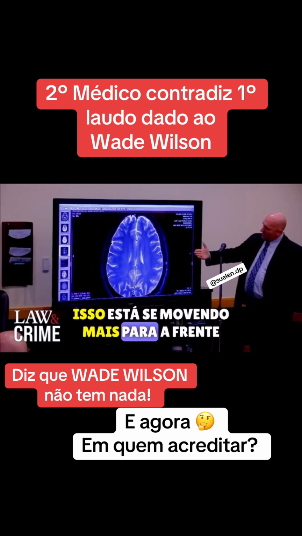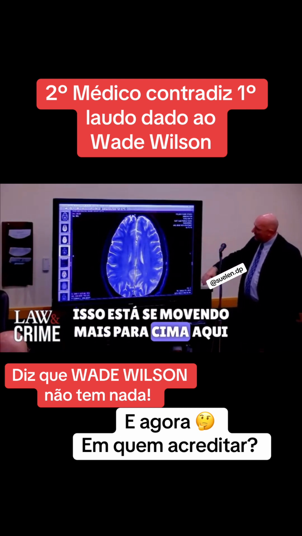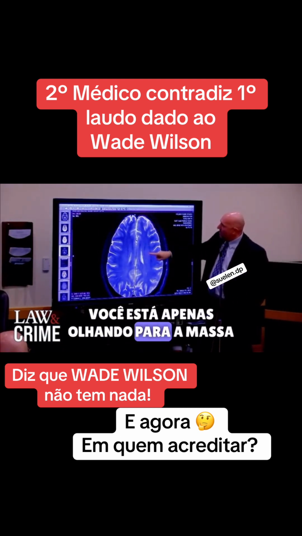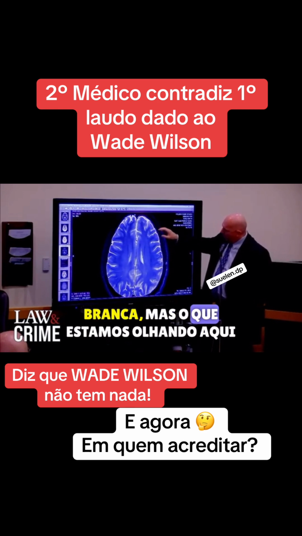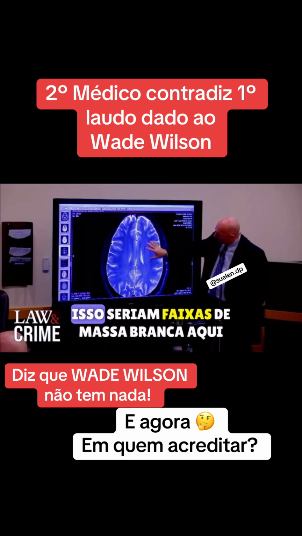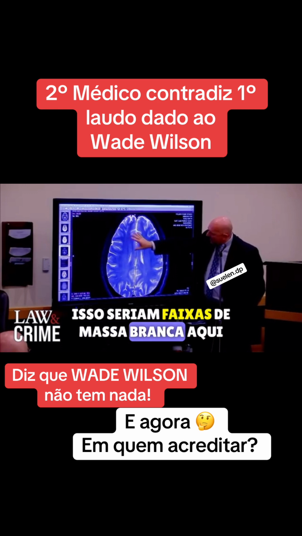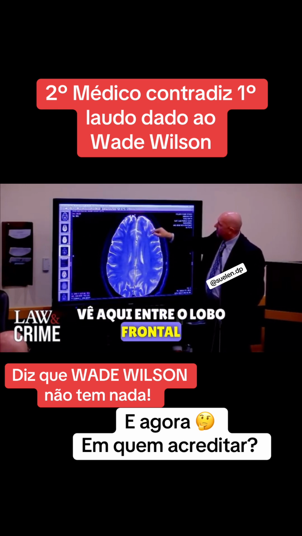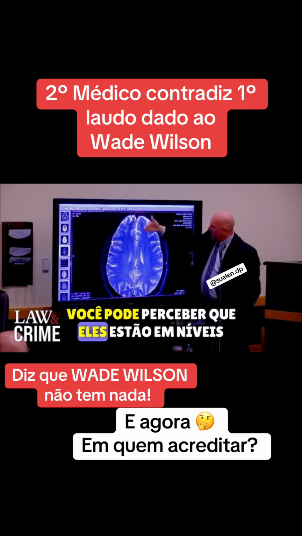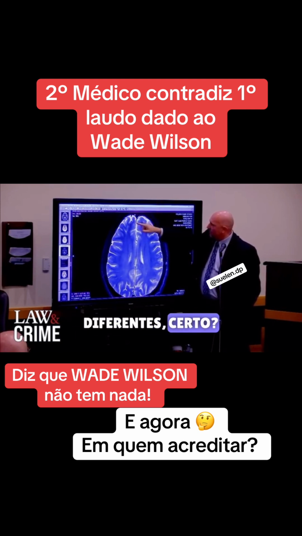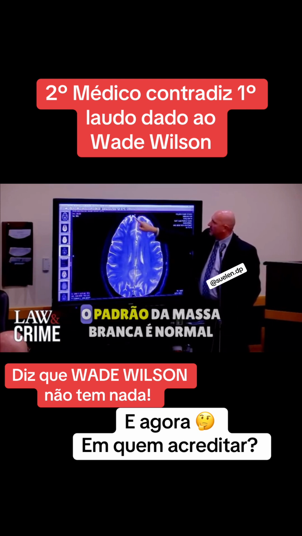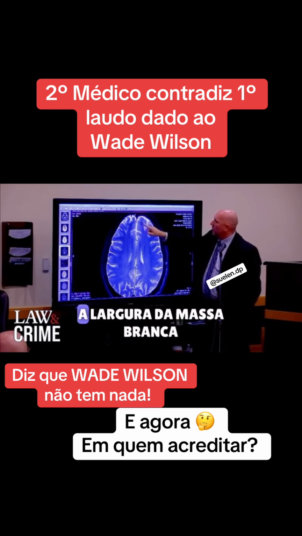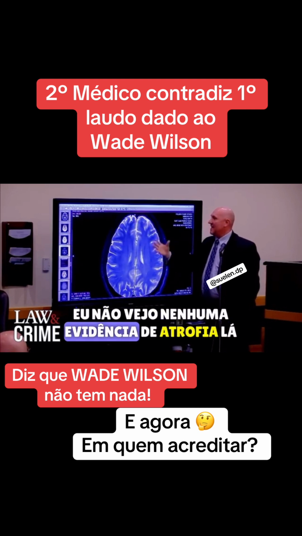This is moving more anterior, more up towards the top here. Again, you're just looking at the white matter tracks here. And again, he's talking about these spaces that you see here between the frontal lobe. Again, you could tell that they're at different levels, right? Look at the sulci, they're different, but more importantly, the white matter pattern is normal. The width of the white matter, I don't see any evidence of atrophy there.